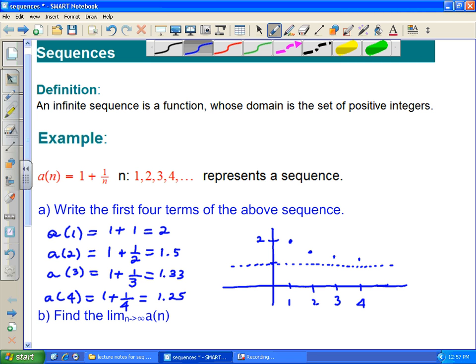Someone guessed, how about the limit of 1? Do you see on the graph that the points are getting closer and closer to 1, but they're never going to touch the actual function? It's like the asymptote, right? So that's really the limit.